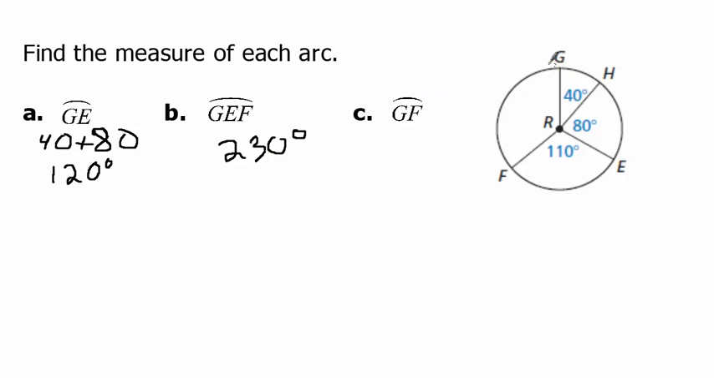GF, well, if I'm going GF, I have to go the short way. Remember, if I only have two letters, must go the short way. So that one I'm going to find 360 minus the part that I already found going the other way. So that is going to be 130 degrees.